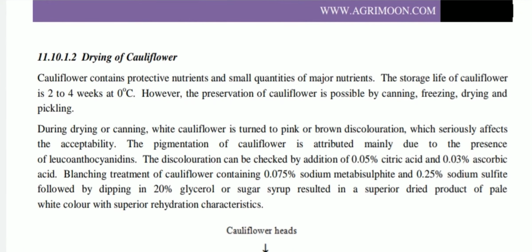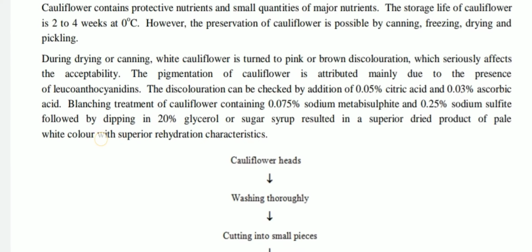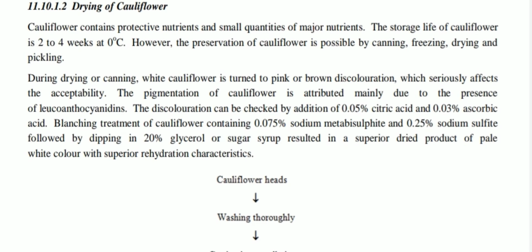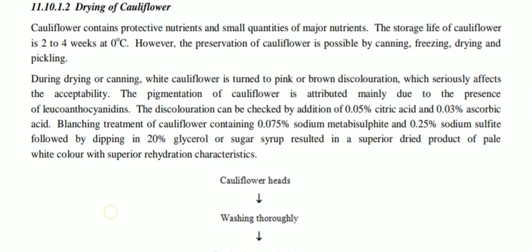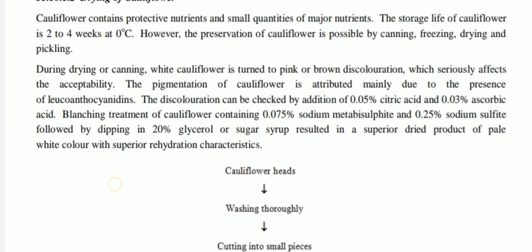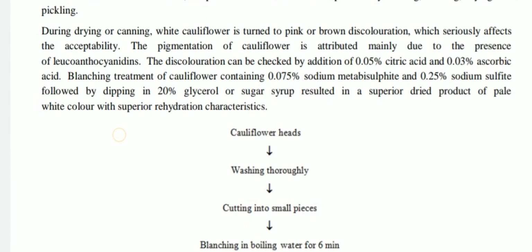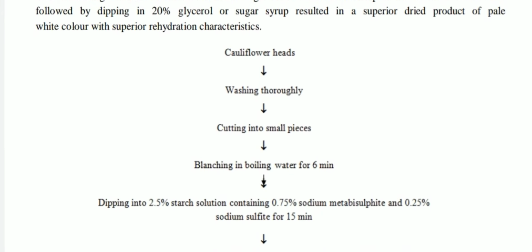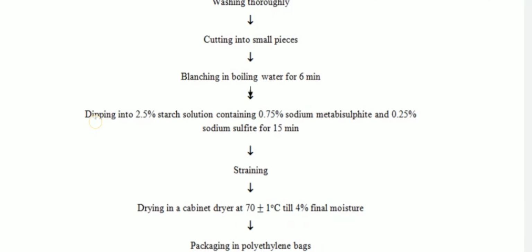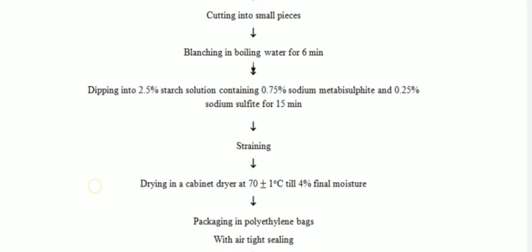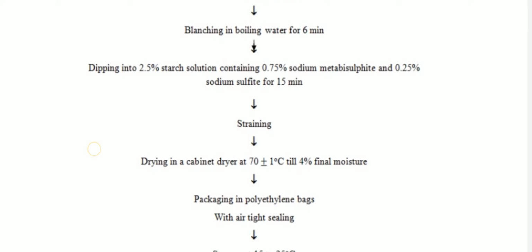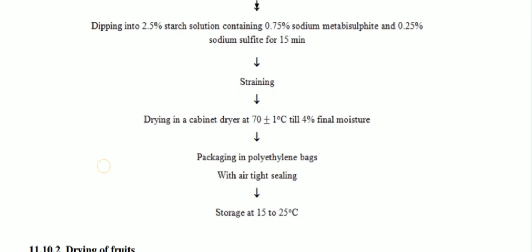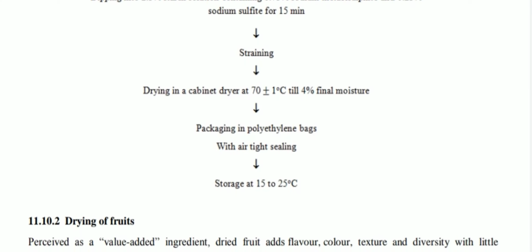Then drying of cauliflower. You can see the procedure. The storage life of cauliflower is 2 to 4 weeks at 0 degree centigrade, so it can be extended. This is the standard procedure. We know all the procedure and all the things, the chemicals used in it, and what the objective is.